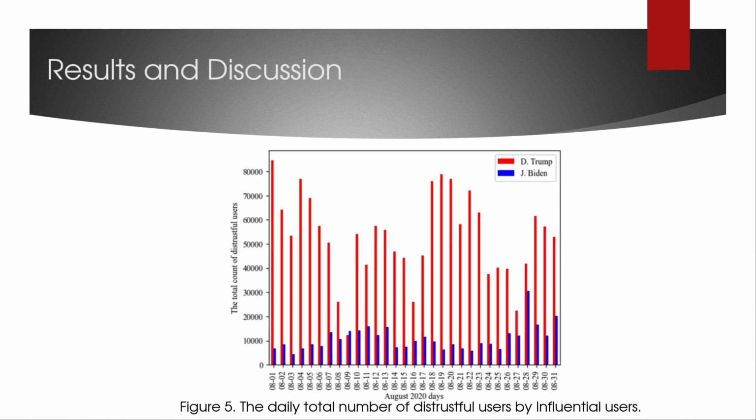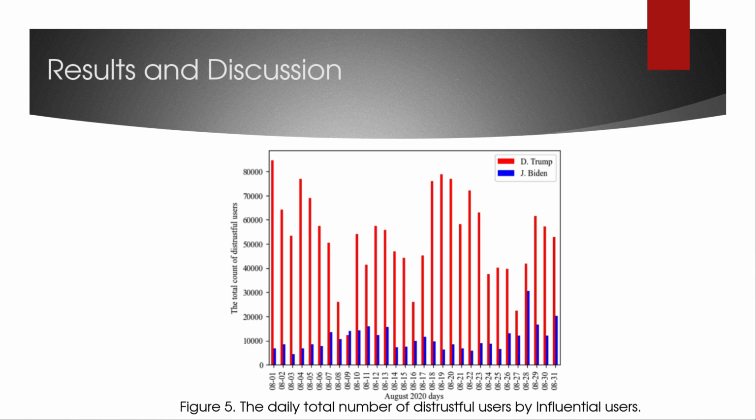Similarly, the deep knowledge scores were calculated to identify distrustful users who reacted negatively to the influential user tweets. Analyzing the evolution of distrustful users for the Republican and Democratic candidates during August 2020, we observed that their tweets generated more distrustful users than influenced users.